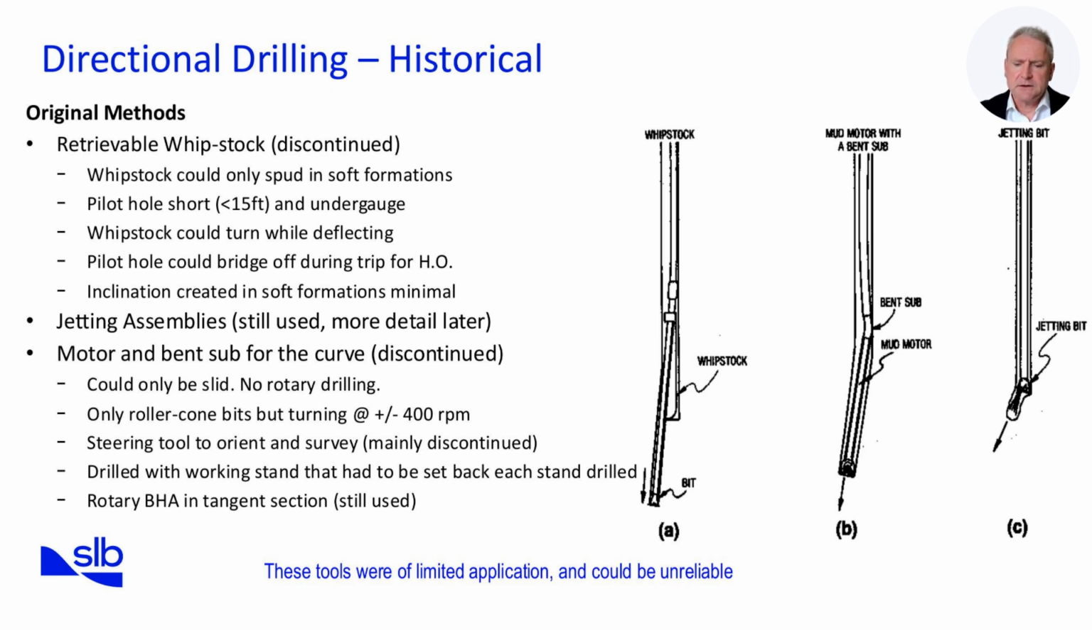Okay, so question, which method would I use today for a top hole deviation in soft formation? Would it be a whipstock, motor with a bent sub, or a jetting assembly? I will give you a moment to think.